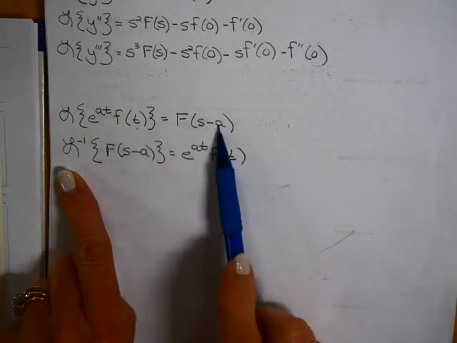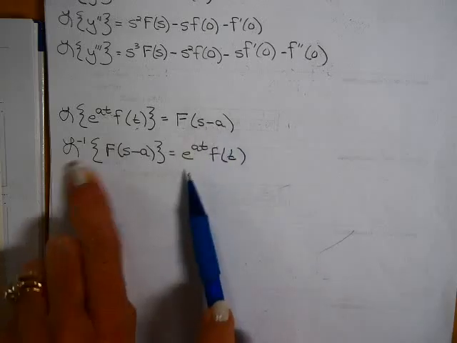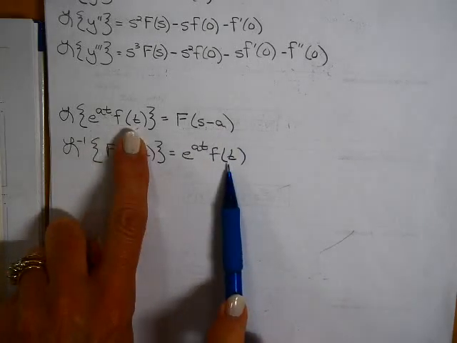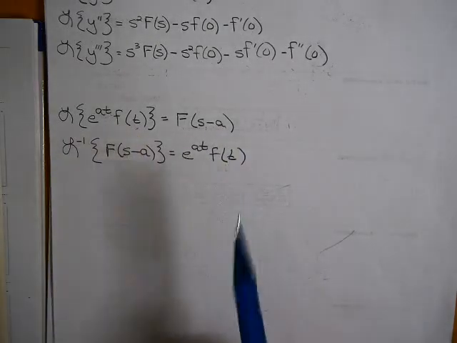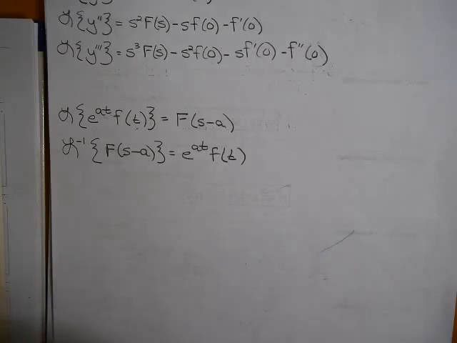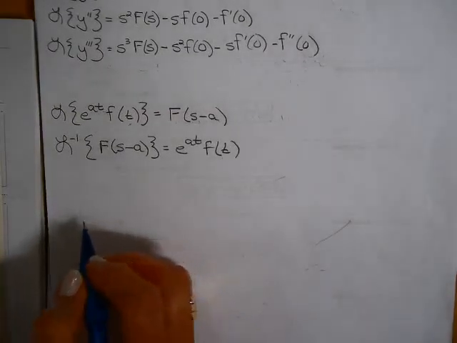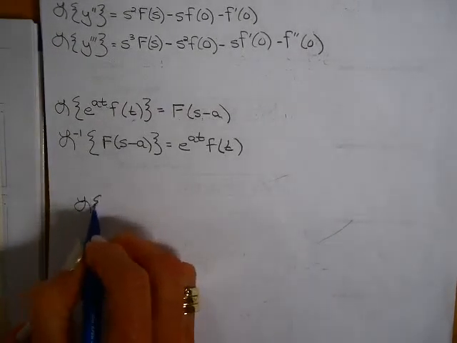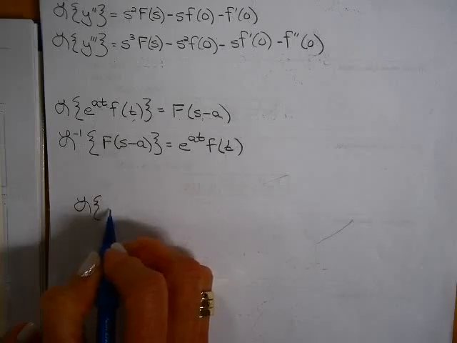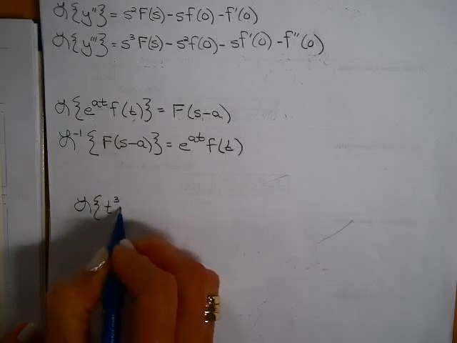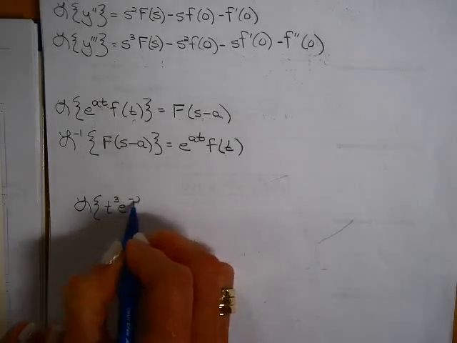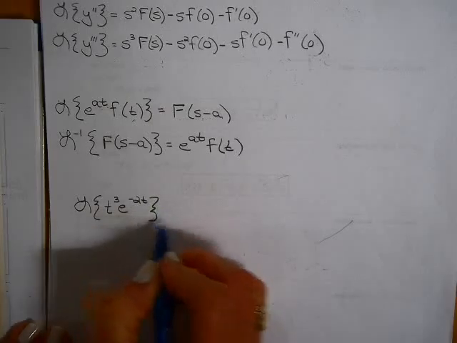And the inverse Laplace transform of f of s minus a is going to be e to the at times a function of t. So those are the formulas we're going to be translating, which is going to allow us to calculate something like this. The Laplace transform of, let's say, t to the third times e to the negative 2t.